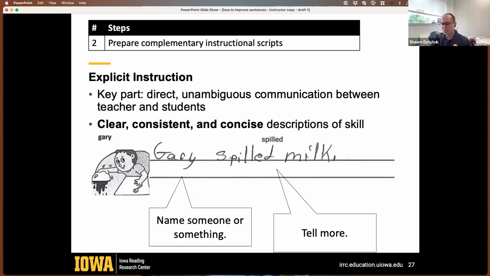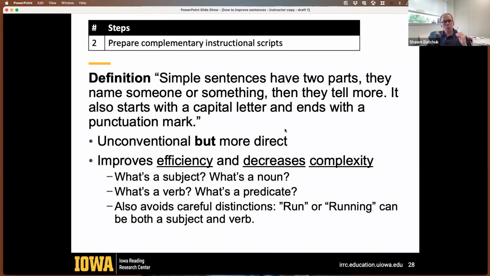And as it applies to sentence writing, what my studies and other studies have done is define sentence writing as naming someone or something, in this case Gary, and then telling more about Gary: spilled milk. I think I mentioned this before, I have a 2-year-old at home, so I am very familiar with what Gary's doing right here. We use this, which can at first be an awkward definition, but I think you'll find that it makes sense.